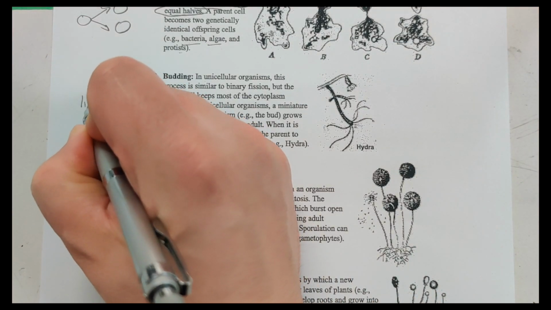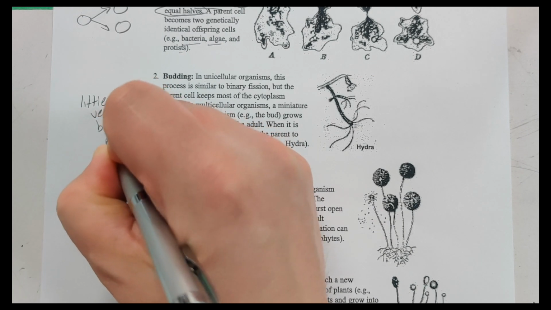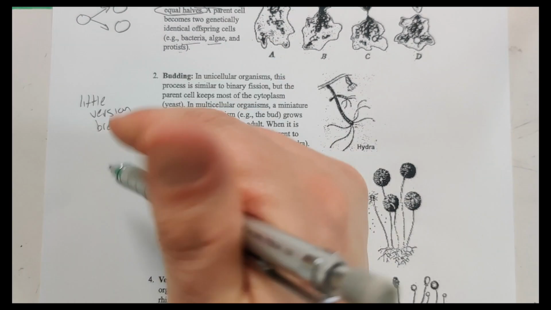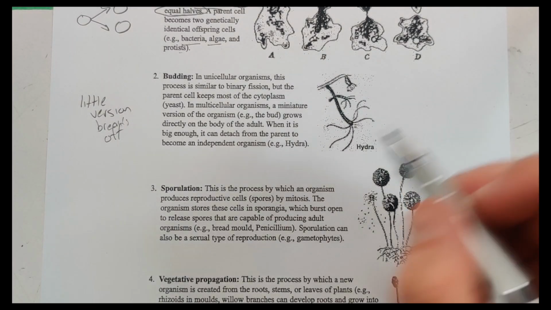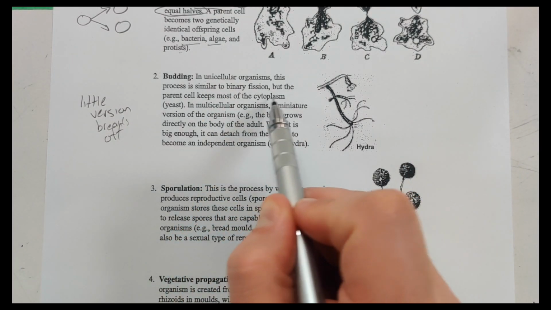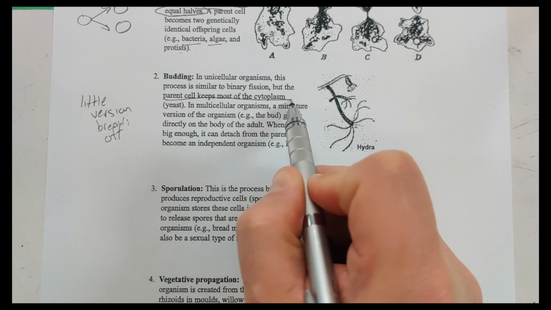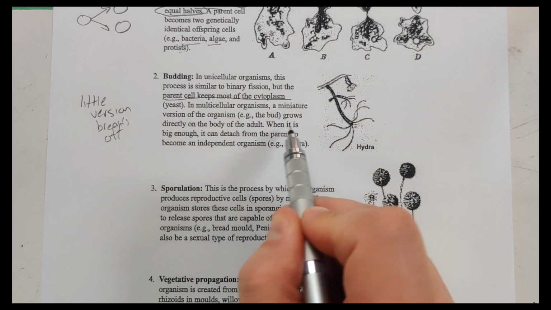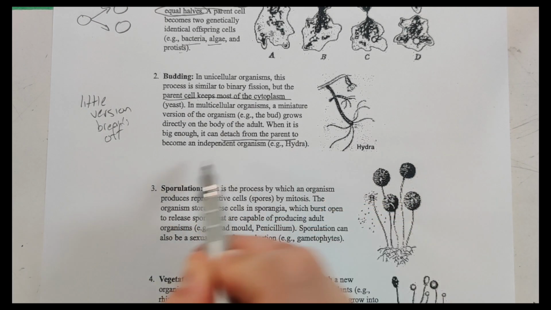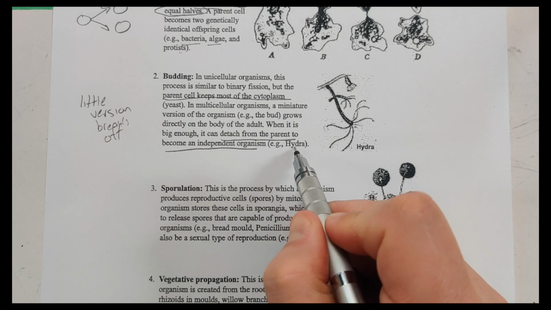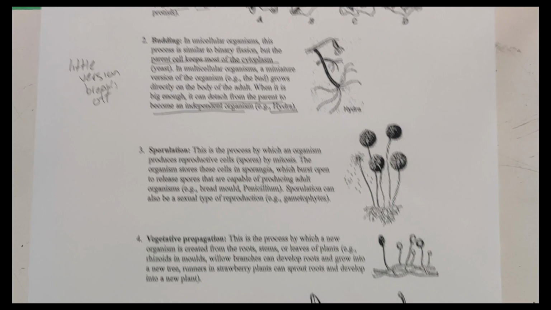I would say little version breaks off and the parent keeps most of the cytoplasm, detaches from the parent to become an independent organism. And your example is a hydra. Write that. So that's your notes for that.